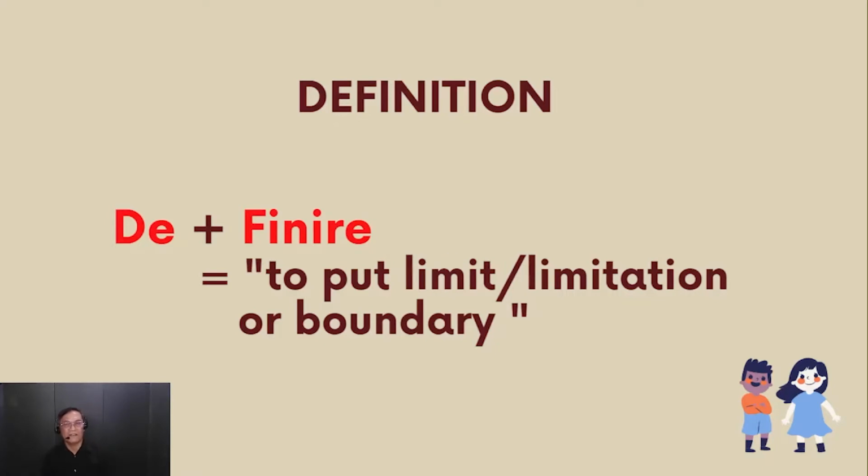Putting them together, it serves as the verb in Latin, definire. That is an infinitive verb, like in English, which means to put limit or limitation or boundary, meaning to say that you can only define anything if you can put limit or limitation or boundary on that something that you're trying to define. On the other hand, you'll never be able to define anything if you cannot put limitation or boundary on that something.